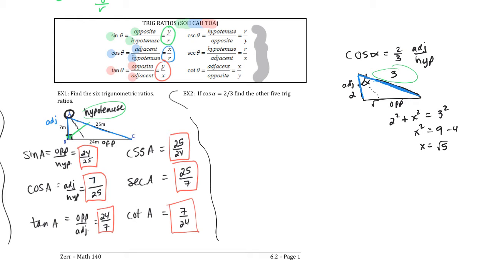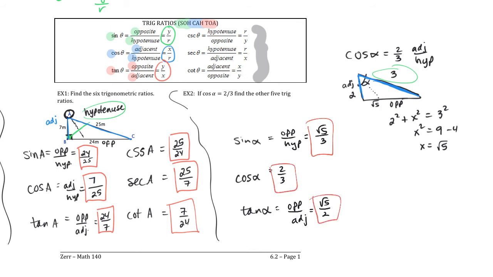So that is square root of 5. All right, now we can do all of our trig ratios. Sine is the opposite over hypotenuse. So that would be square root of 5 over 3. Cosine we already knew, that was given, 2 over 3. And tangent is opposite over adjacent. So that is square root of 5 over 2.